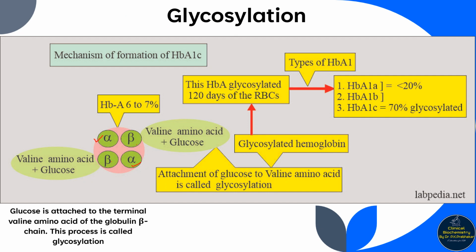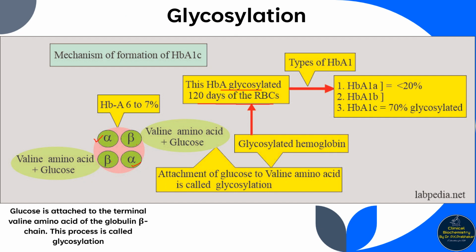So valine is going to take this glucose. Glucose is going to be associated with the valine amino acid of the hemoglobin. Ultimately, we have glycosylated hemoglobin, and this glycosylated hemoglobin roughly lasts in our body for 120 days, as the RBC lifespan is 120 days.